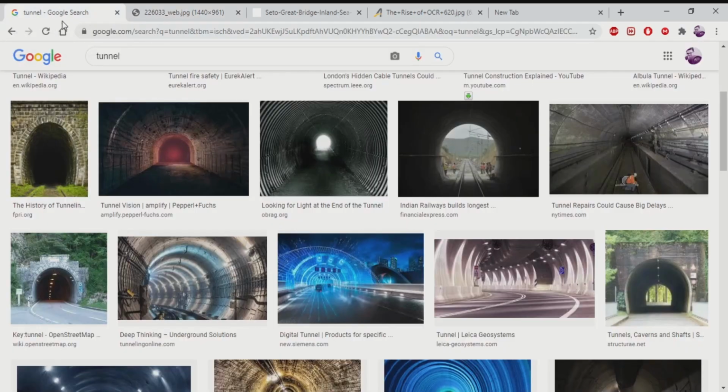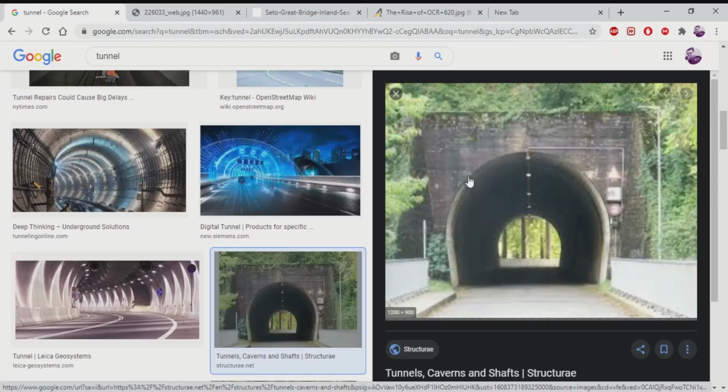I'll use some other examples from here. This is very easy to understand. You can see this side and you can see this side also, the entry and the exit. So imagine a car going from here to this place. You will say that she drove the car through the tunnel.